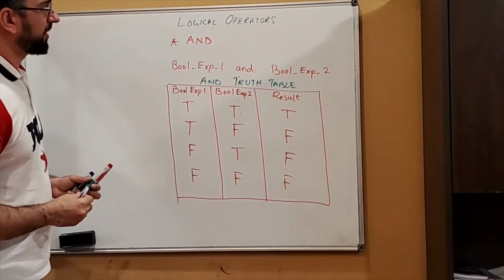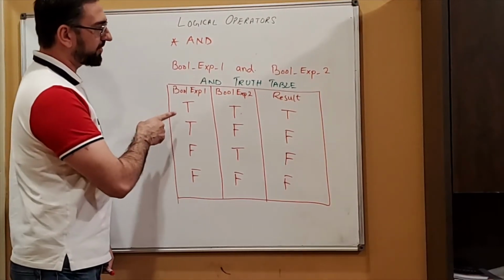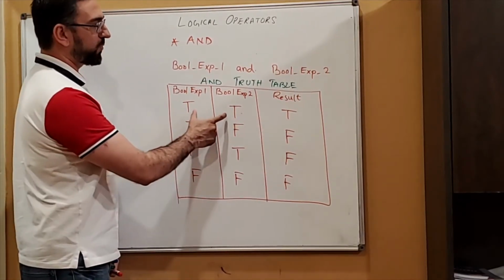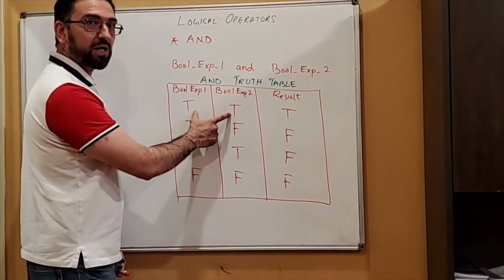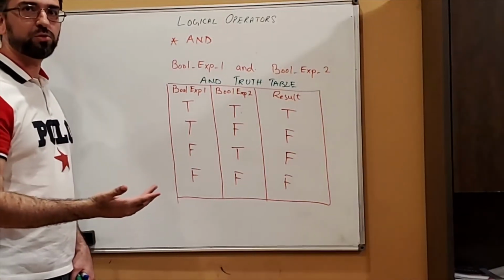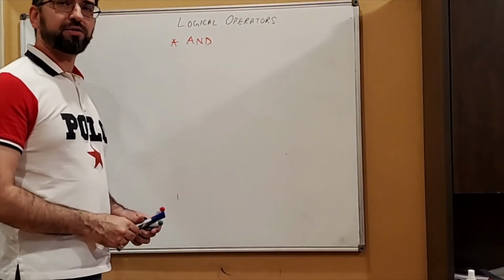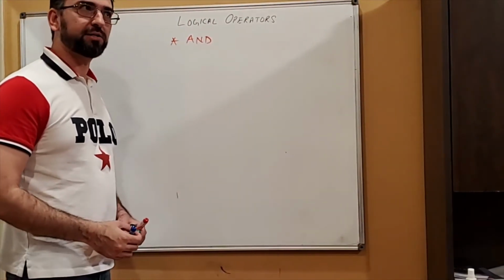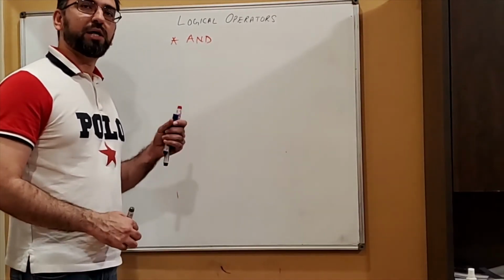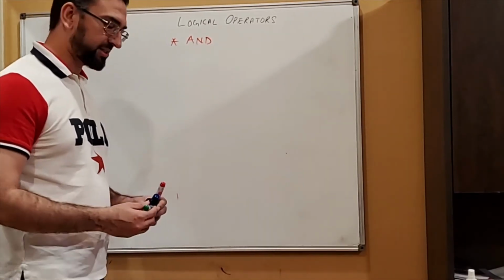So what does that mean? That means the only time AND will evaluate to true is when both the Boolean expressions are true. If any one of them is false, AND will evaluate to a false result. Alright, so now that we understand the truth table for the AND conditional operator, let's go back to our previous example where we were evaluating nested if-else conditions and see how we can simplify it.